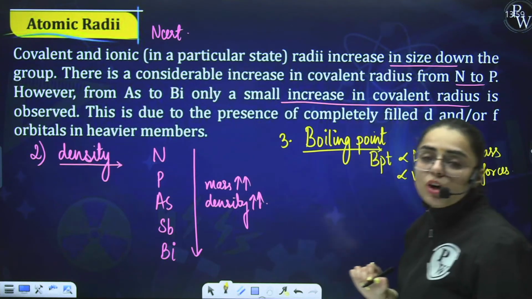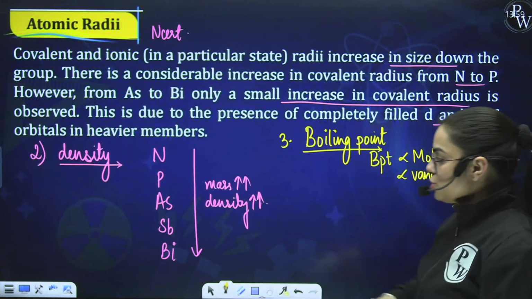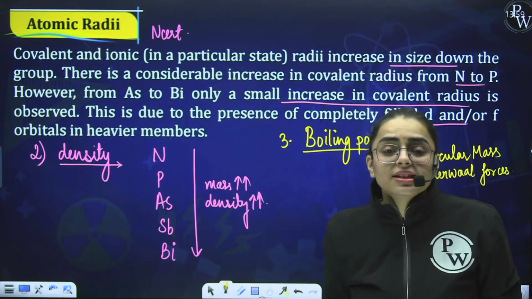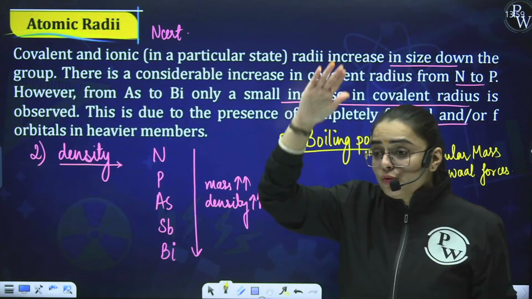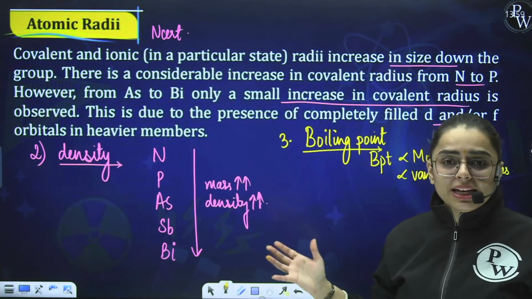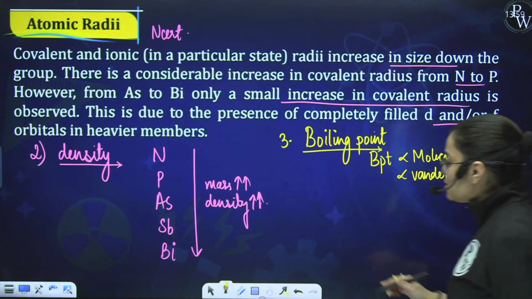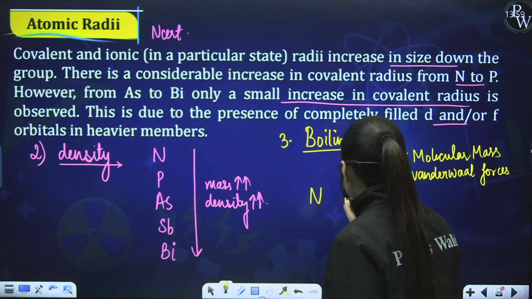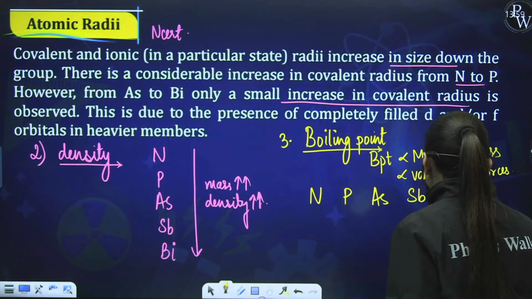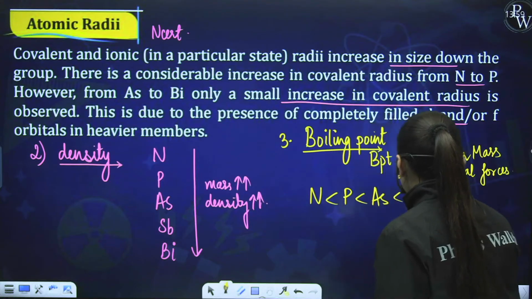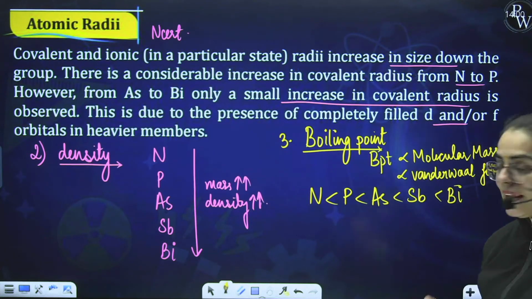There is a trend of boiling point that you need to remember. As I've told you, boiling point depends upon the molecular mass. So when you go down the group, atomic radius increases, the number of shells increases, and atomic mass is also increasing. If atomic mass increases, that means boiling point will also increase. So if I write nitrogen, phosphorus, arsenic, antimony and bismuth, our order should be like this. That means bismuth has more mass, so it should have more boiling point.